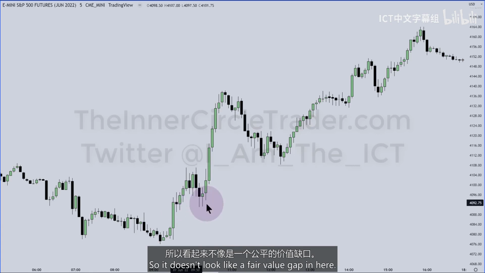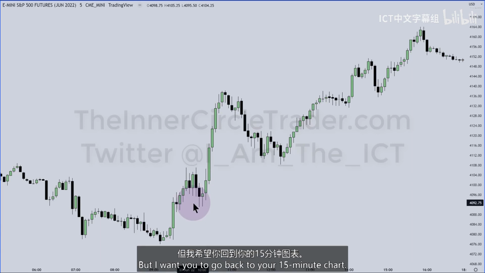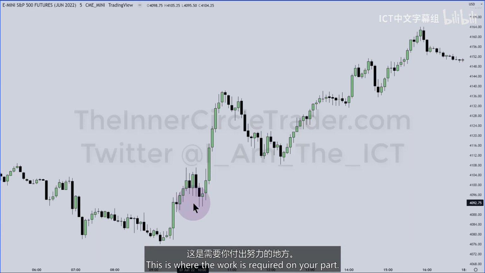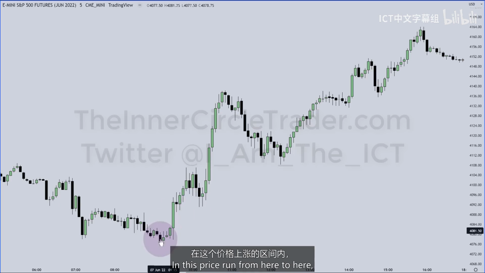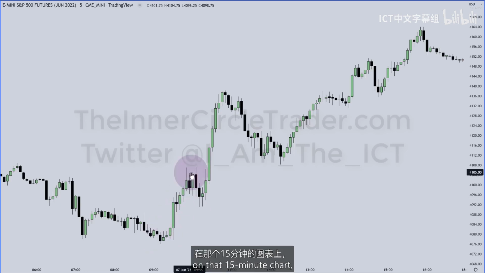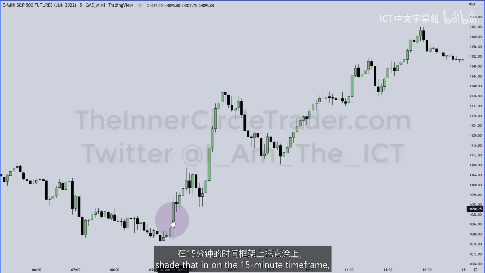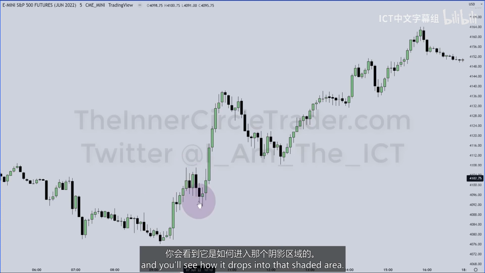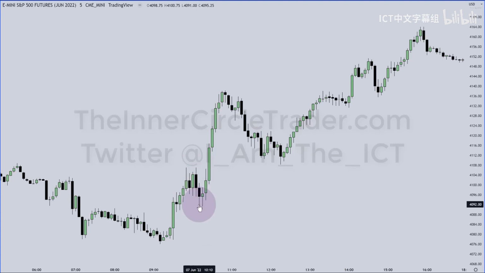So it doesn't look like a fair value gap in here. Notice that? But I want you to go back to your 15-minute chart. This is where the work is required on your part. In this price run from here to here on that 15-minute chart, look at your chart and shade that in on the 15-minute time frame, and then drop down into the 5-minute, and you'll see how it drops into that shaded area. So we're working from a higher time frame, 15-minute bellwether chart, into a 5-minute chart. This is running into that fair value gap.